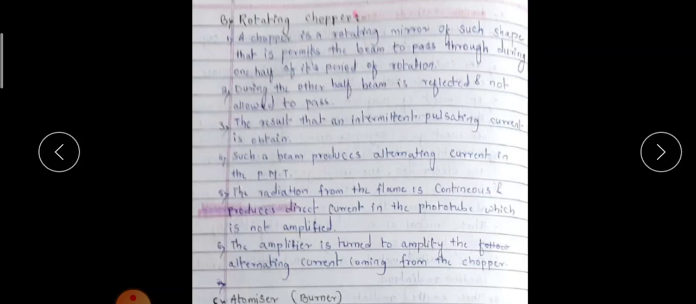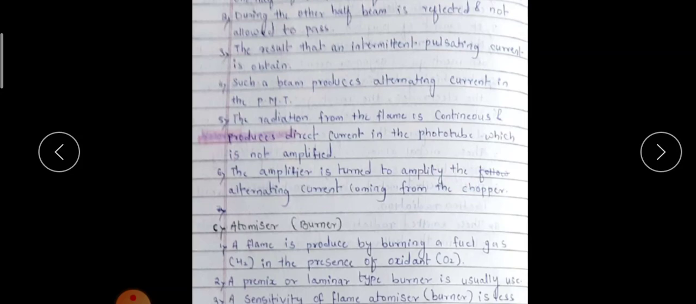Such a beam produces alternating current in the PMT. The radiation from the flame is continuous and produces direct current in the phototube, which is not amplified. The amplifier is tuned to amplify the alternating current coming from the chopper.